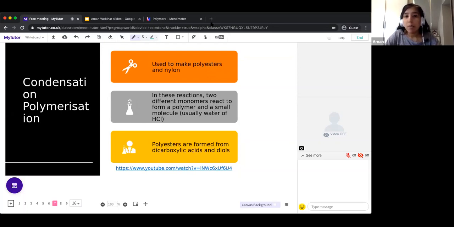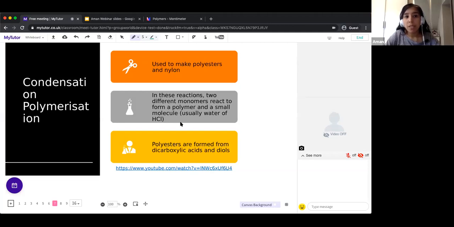And does anyone remember, when we make an ester, what's the other thing that's formed? When we react an alcohol and carboxylic acid, we get an ester and one other molecule. Does anyone remember what it is? Water. Brilliant. So in condensation polymerization, the reason it's called that is because water is released. Sometimes you get a different molecule, such as hydrogen chloride, but usually it's water that's released. And all the reactions we're going to look at will release water.